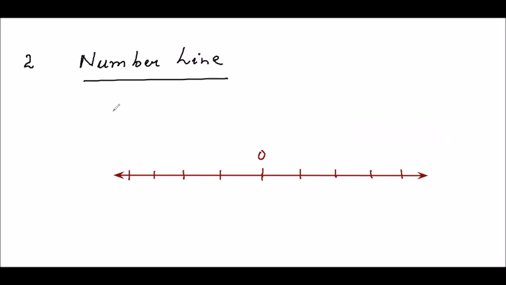So we can write +1, +2, +3, +4, and so on. It means that this line continues towards the right side. Now -1, -2, -3, -4, and this line continues towards the left side. For example, someone says, show +2 on the number line. This is the simplest question.